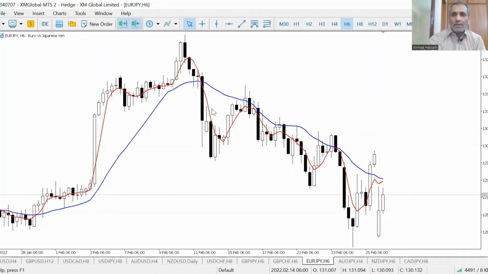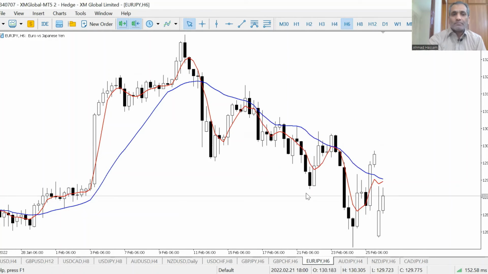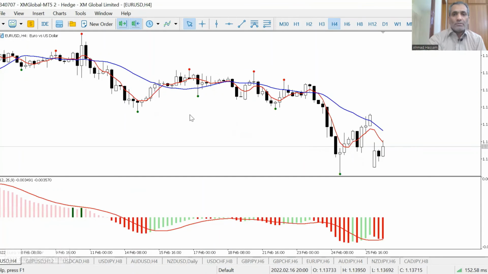There's another thing that I add to it. See, when the difference between the fast and slow average is increasing, we say that the trend is getting strong. When this distance decreases, we say the trend is getting weak. Let me show this thing. Euro dollar. This was euro yen. This is now euro dollar.